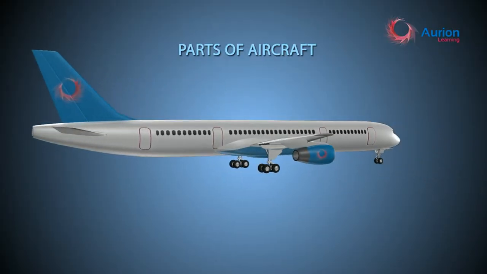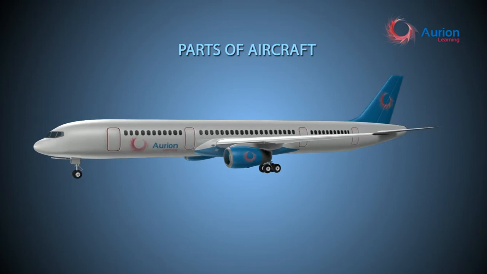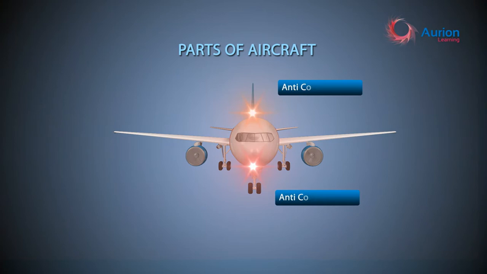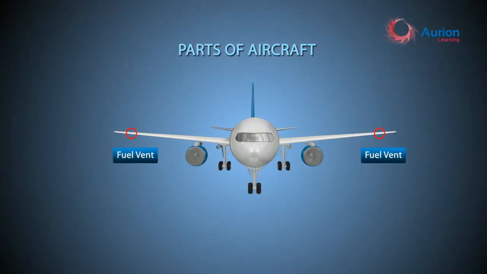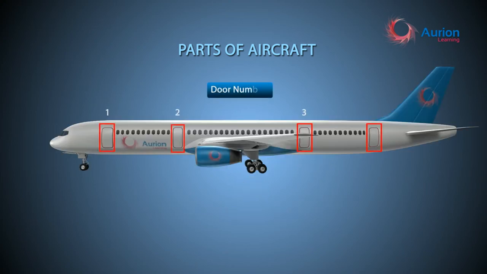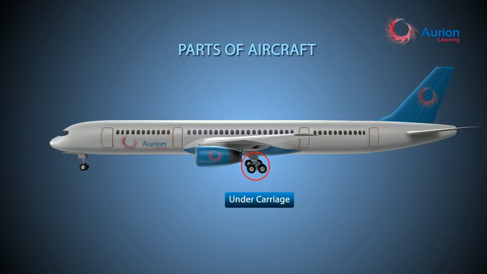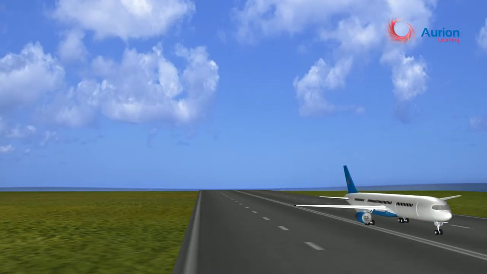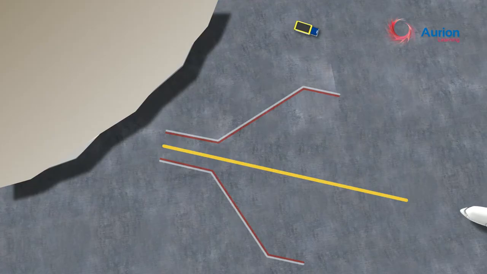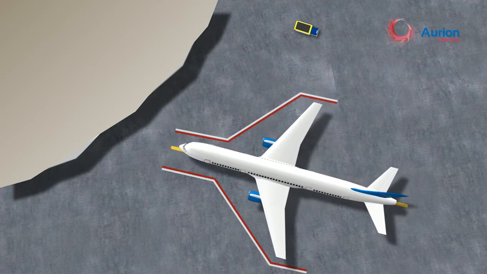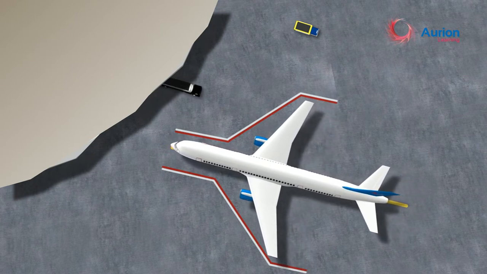Now, let's take a look at some of the aircraft terminology. Starboard and port navigation light, anti-collision light, fuel vent, engine numbers, nose wheel, door numbers, undercarriage, APU, auxiliary power unit. Let us now take a look at the parking bay of an aircraft. Once an aircraft is parked, there are certain precautions that need to be kept in mind. Let's take a look at some of these precautions.